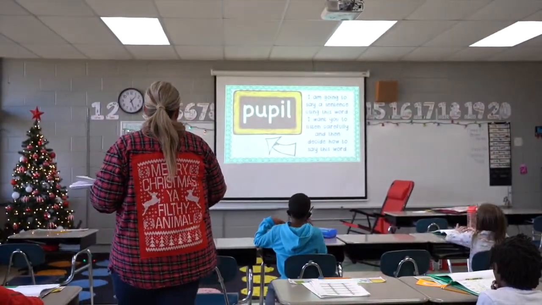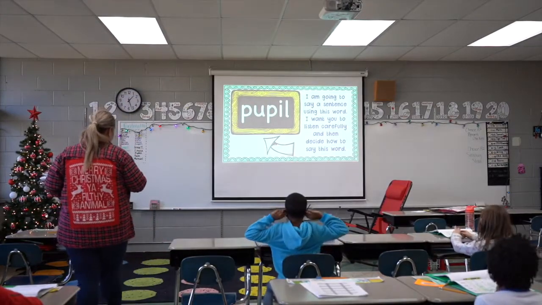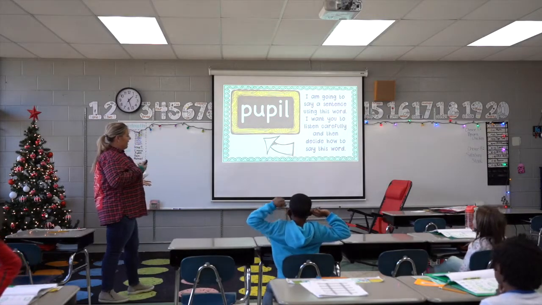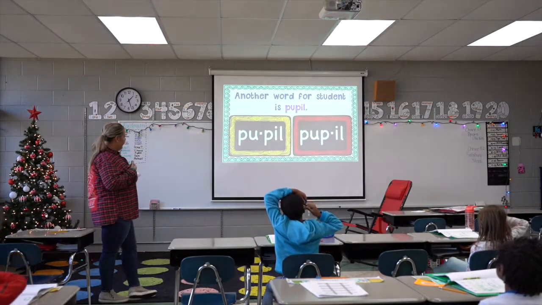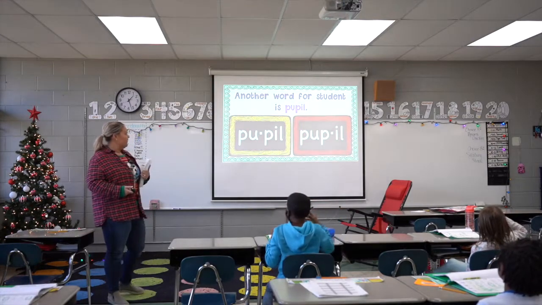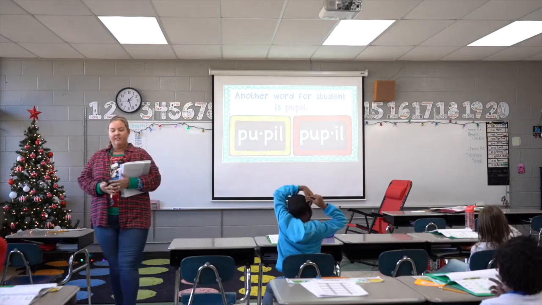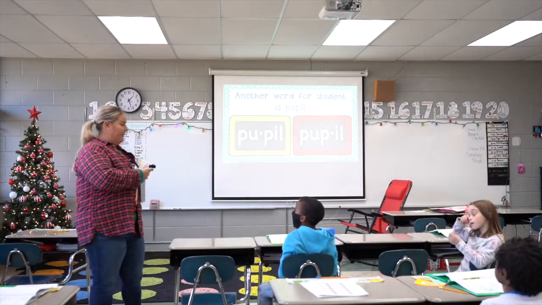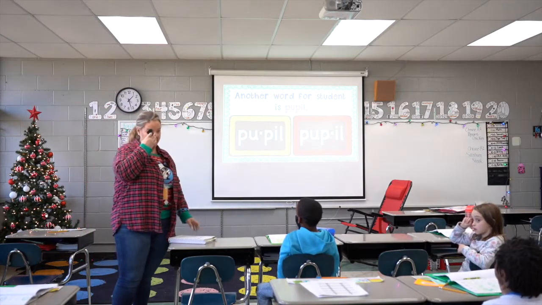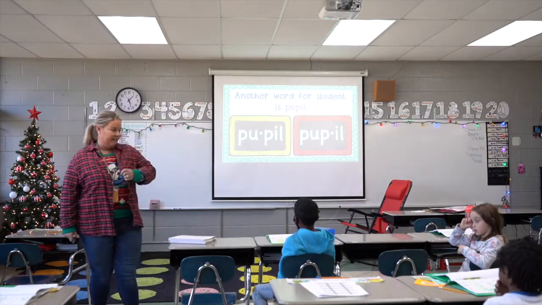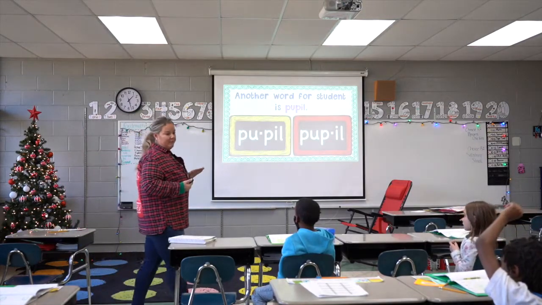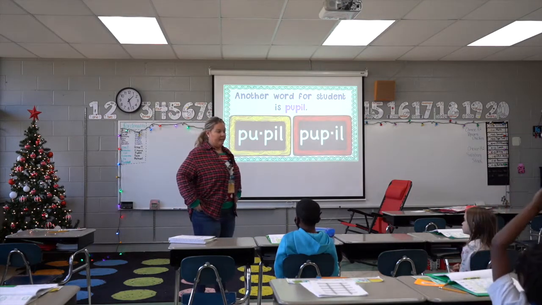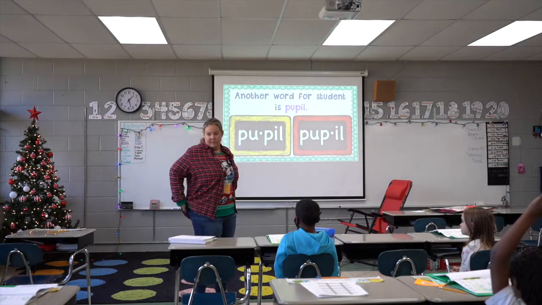All right. Now, I'm going to say a sentence using this word, and I want you to listen carefully and then decide how to say this word, okay? Another word for student is, oh, don't say it out loud. Remember when we talked about the open and closed syllables? Yes? What does that mean? What do we know, John?